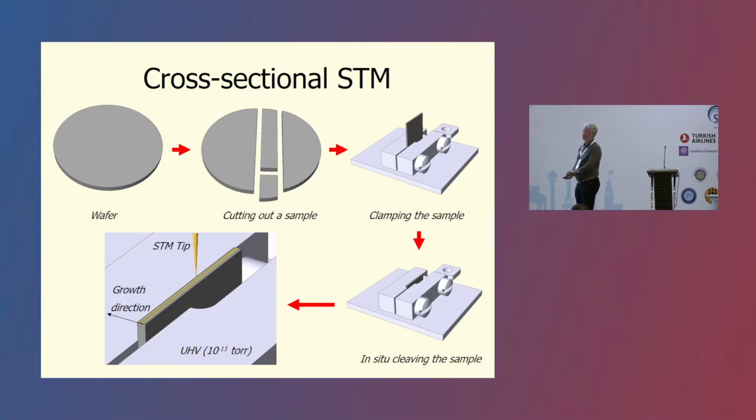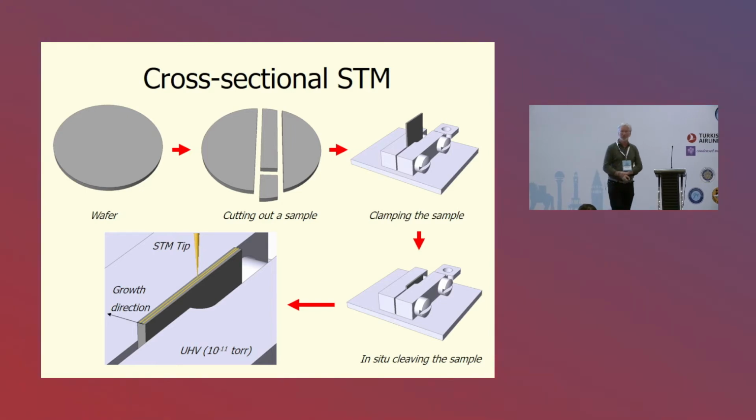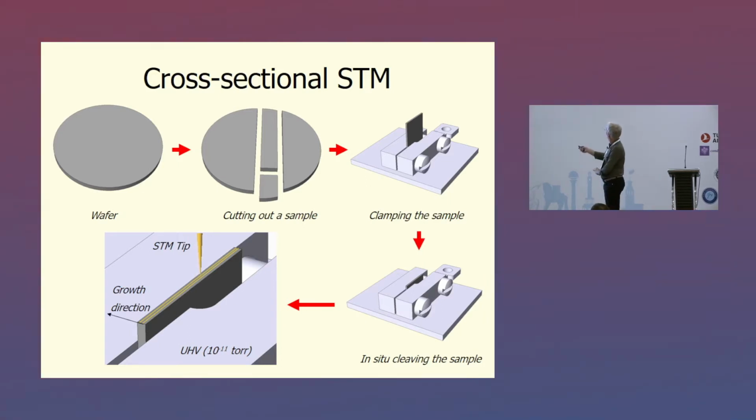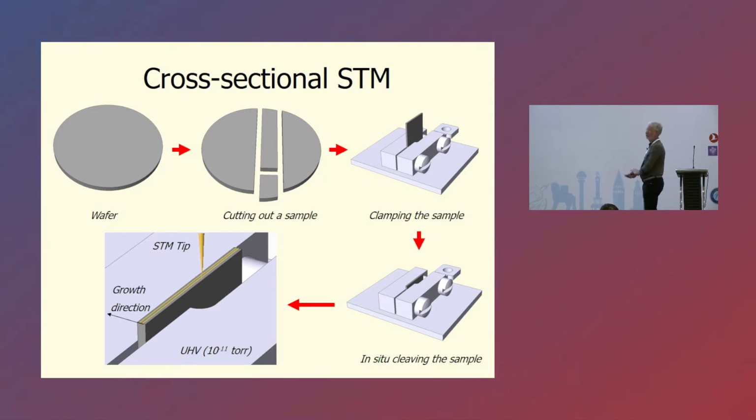The technique works as follows. I ask one of my friends in the world who is making good material to send me a piece of that, and in Eindhoven we clamp a piece of that material in a holder, we place it in vacuum, and under ultra-high vacuum conditions we cleave the material, and that we approach with an STM tip, and by that we can make images of the cross-section through all the layers that were deposited on the wafer. And we can look at the nanostructures that are inside.